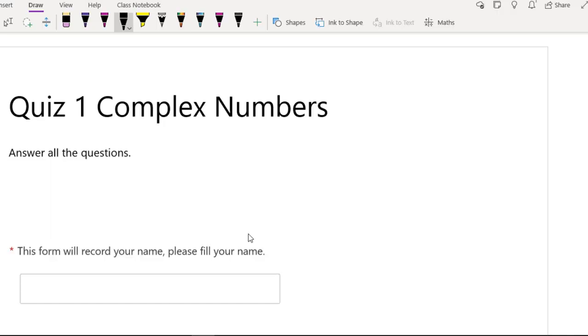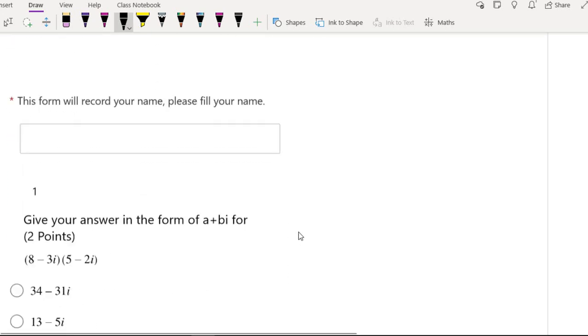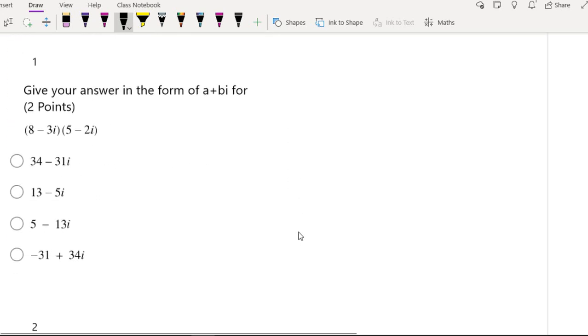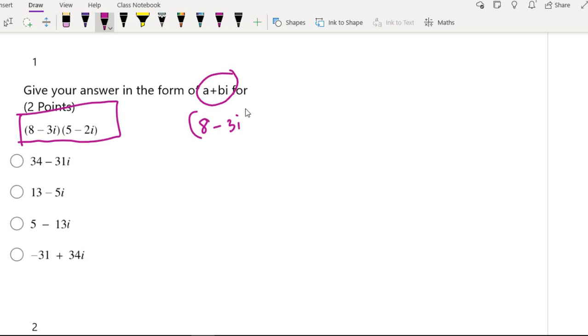Okay guys, let's discuss quiz complex numbers. For number 1, give your answer in the form of a plus bi for the given two complex numbers. So 8 minus 3i times 5 minus 2i. You can multiply this one.